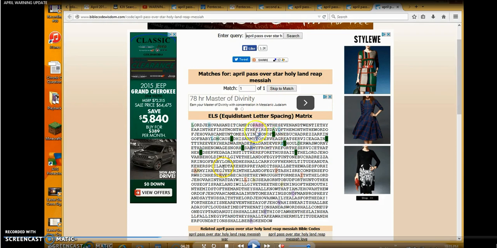But as you can see in this table, you had the word star. So again, you see the word star here, and the word Messiah is coming up in the green. You see that right here with the letters M, E, S, S, I, A, H.